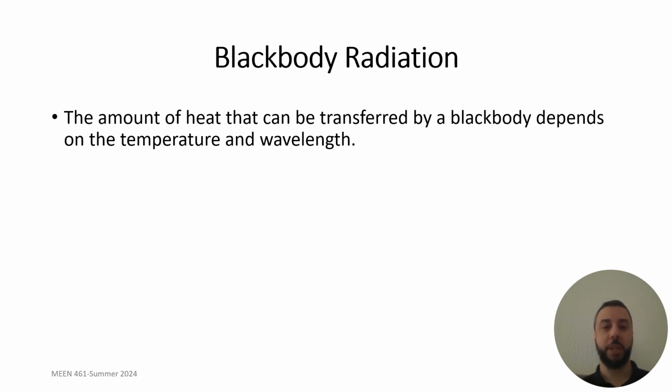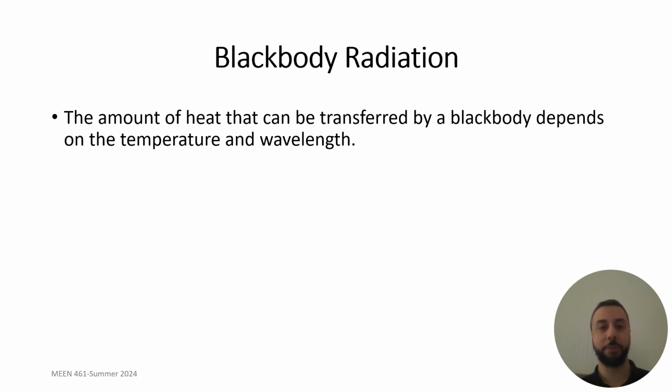So the amount of heat that can be transferred by a black body depends on both temperature and the wavelength. So depending on the wavelength of the electromagnetic wave that we're looking at, we could have different amounts of heat being transferred. In the previous two slides, we just took the temperature and assumed the whole wavelength for thermal radiation. But sometimes we might want to look at specific wavelengths, and we'll determine how we can do that in the next few slides.